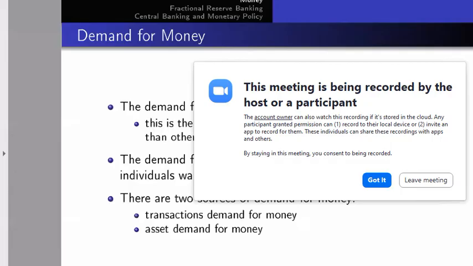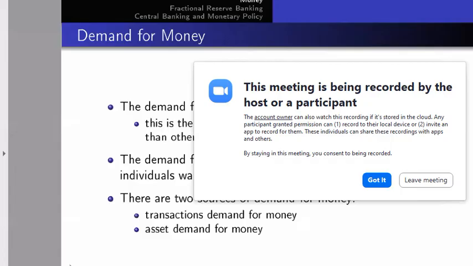Some also refer to precautionary, but others add it to transactionary and just call them all transactionary demand for money. Before we have what? The asset demand for money. The asset demand for money is also what? The speculative demand for money that you are aware of.